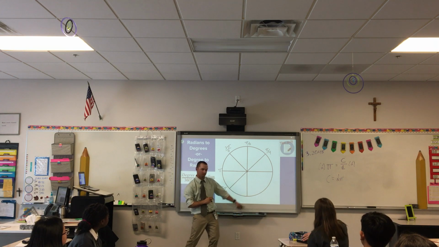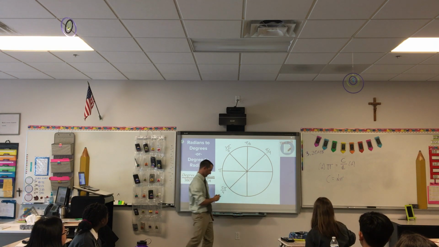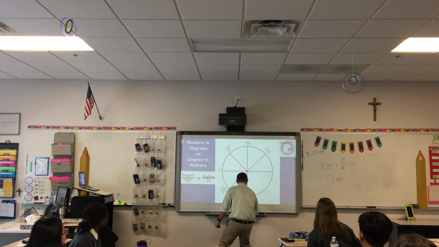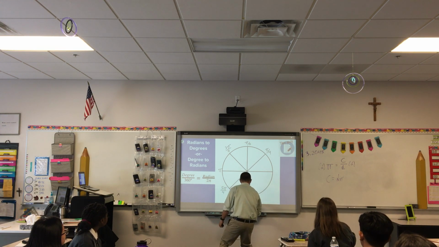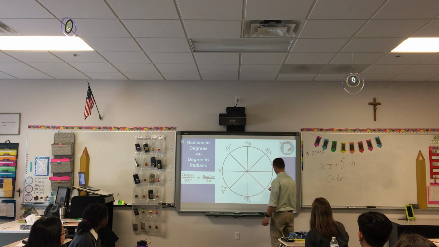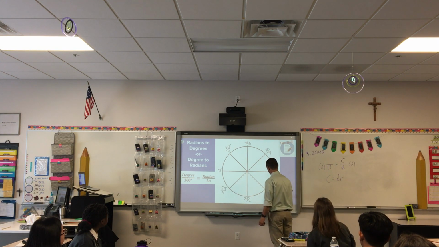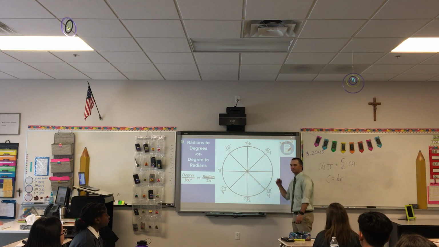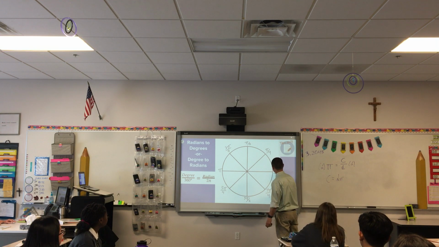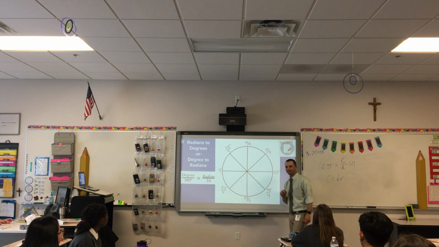Then what would 6 over 4 be? 3 pi over 2. Then 7 pi over 4. And the last one? 2 pi. 2 pi, right? Because the whole circle is 2 pi. Okay.